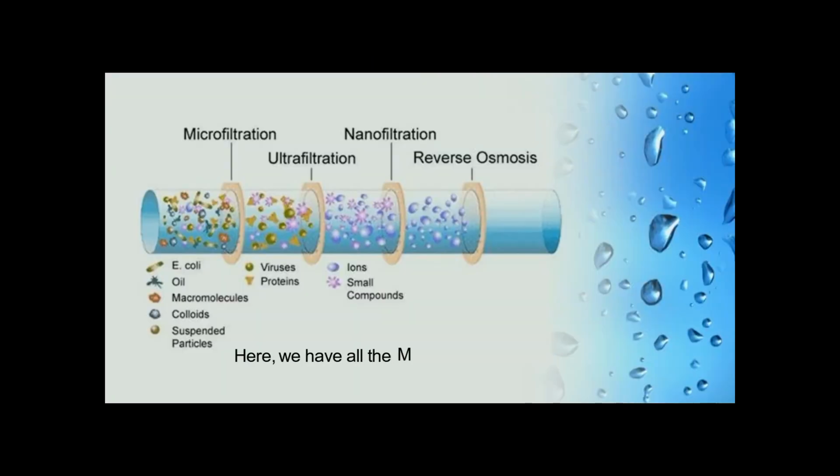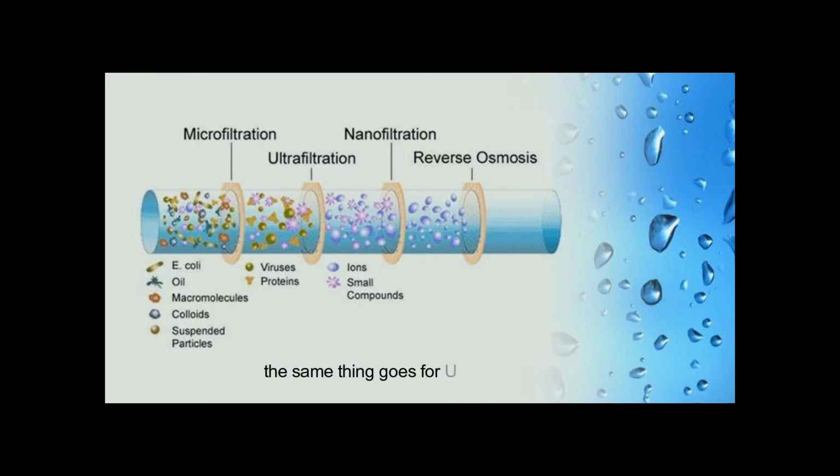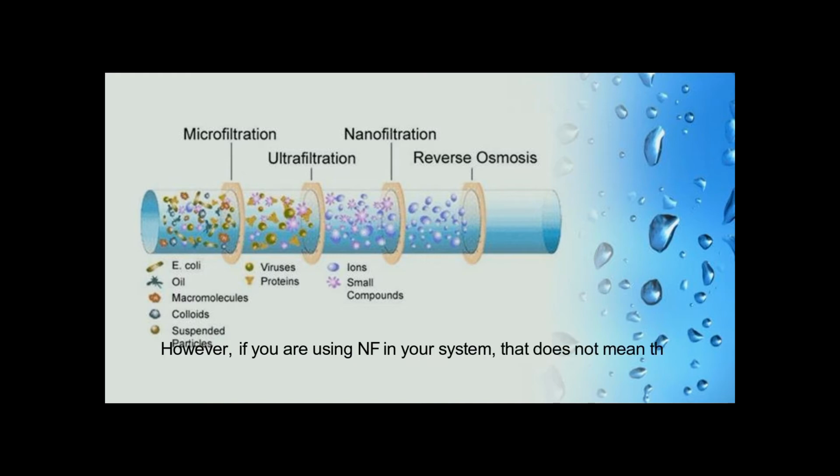Here, we have all the membrane filtration processes. When the wastewater passes through, it will pass through microfiltration first, and the contaminants that can be separated will remain behind. The same thing goes for ultrafiltration and nanofiltration processes. However, if you're using nanofiltration in your system, that does not mean that the contaminants separated are only ions and small compounds, but also includes the macromolecules and viruses.